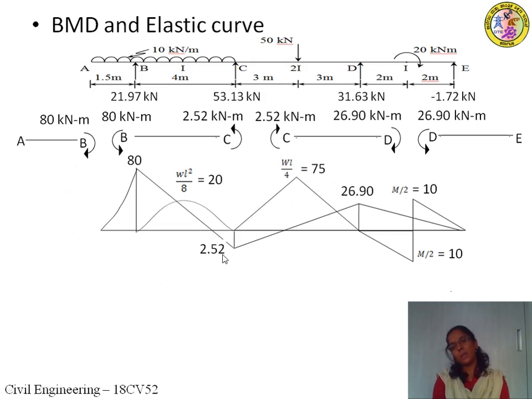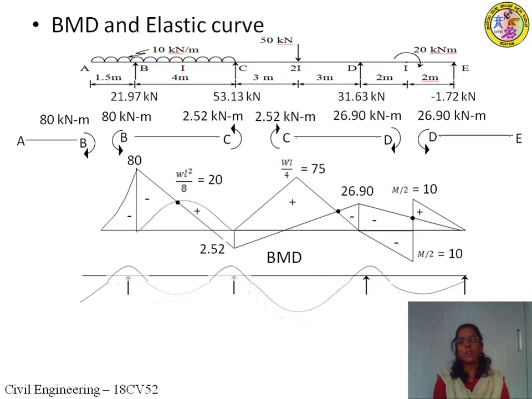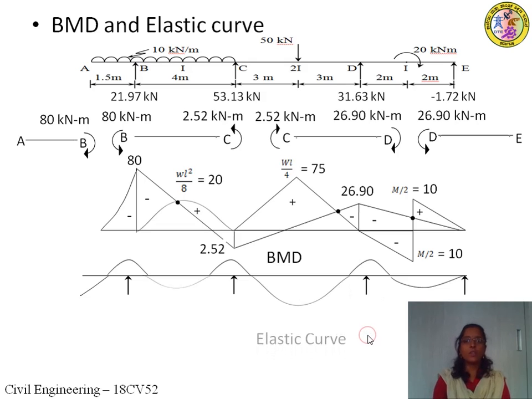Okay, so this is the variation of bending moment diagrams, and these are the points of contraflexure. So these are the positive moments, and support moments are negative. Okay, so that is the bending moment diagram. Next, let us draw the elastic curve. To draw the elastic curve, consider the beam without loading. Okay, so sagging bending moment will cause the beam to sag in the downward direction, and negative bending moment will cause the beam to sag in the upward direction. Okay, so this is the variation of elastic curve.